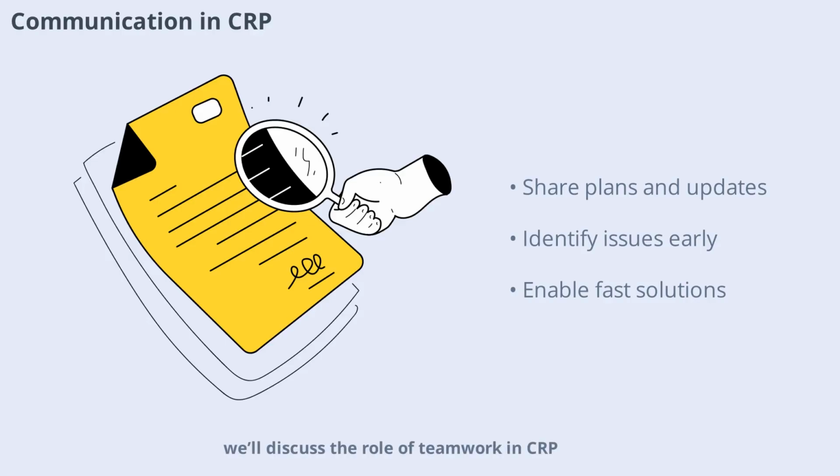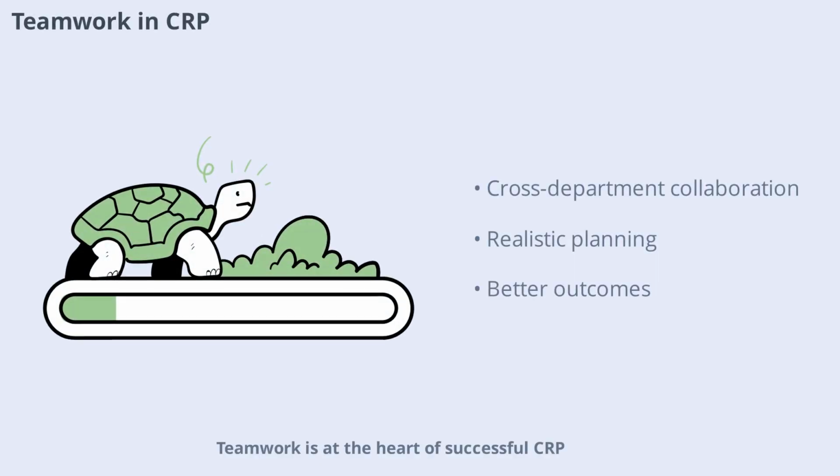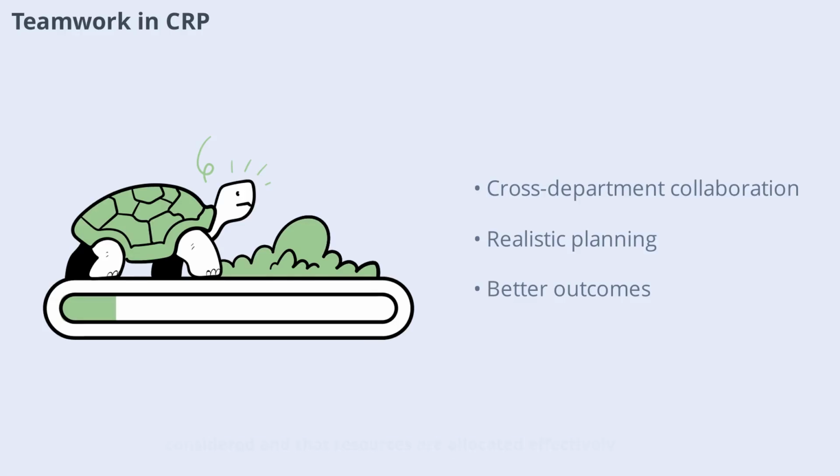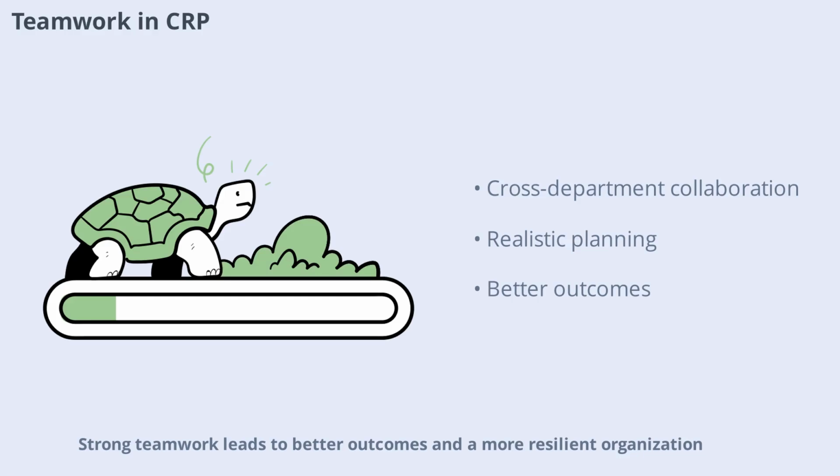Next, we'll discuss the role of teamwork in CRP. Teamwork is at the heart of successful CRP. By involving people from different departments, like production, maintenance, and HR, companies can create more accurate and realistic plans. Collaboration ensures that all perspectives are considered and that resources are allocated effectively. Strong teamwork leads to better outcomes and a more resilient organization.